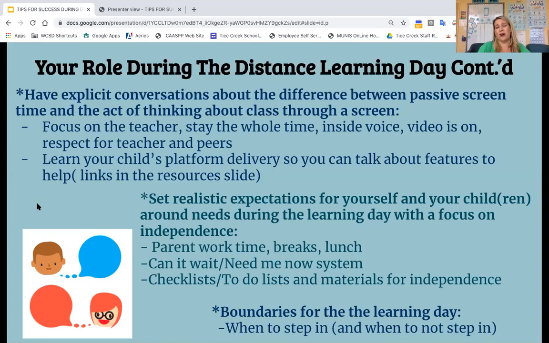And this is a really hard concept as parents, because we don't like to see our children struggle. We don't like to see them frustrated or hurt. We want to make it better for them. And yet as learners, they need to feel a little bit of that struggle. They need to feel a little bit of that frustration.